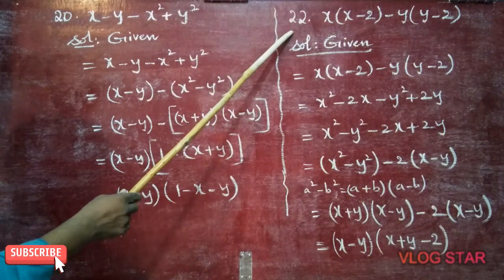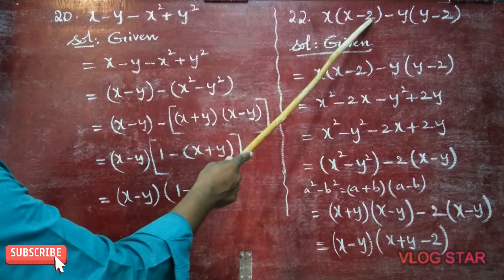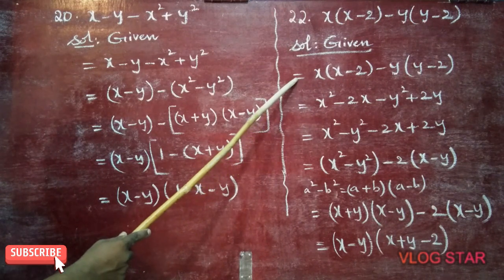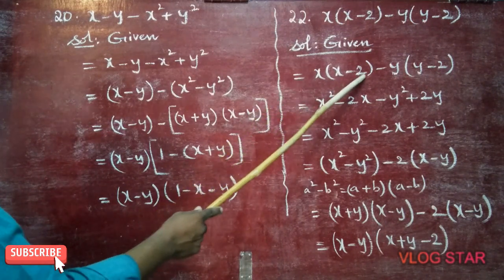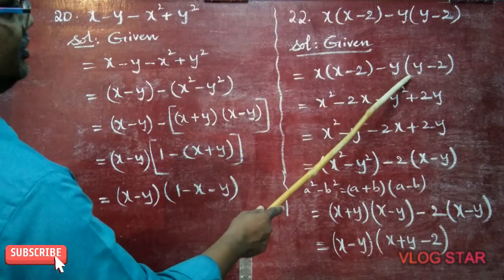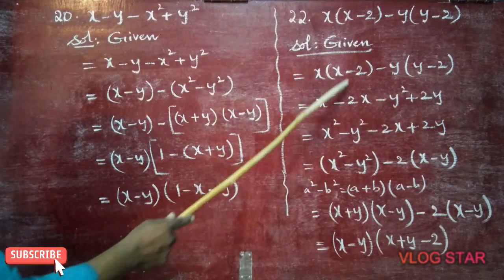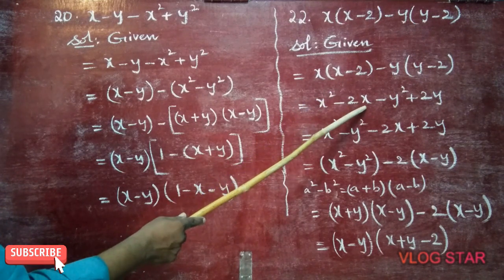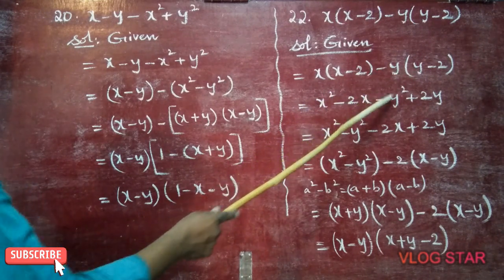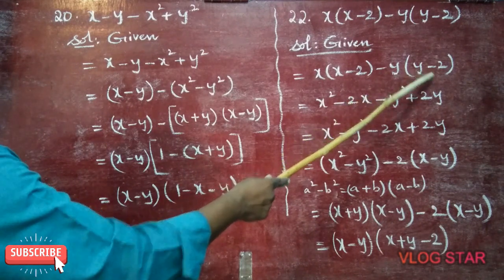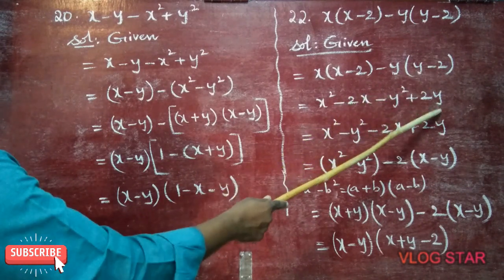Twenty-second problem. x(x − 2) − y(x − 2). So what is the solution given? x(x − 2) − y(x − 2), multiply with x. x into x, x². Plus into minus, minus. 2 into x, 2x. Minus into plus, minus. y into y, y². Minus into minus, plus. y into 2, 2y.